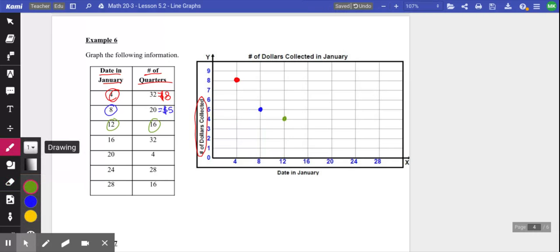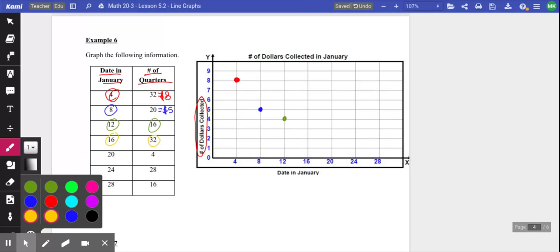And I'm just going to keep doing that. So on the 16th, I have 32. That's $8 again, so I'm all the way up here now. On the 20th, I only have 4 quarters, which is $1. So I'm all the way down here. This one right here, the 24th of January, that's my birthday. I would have $7 if you divided that. So 24th, $7 right there. And the last one, I would have $4. The 28th and 16 would be $4 right there.